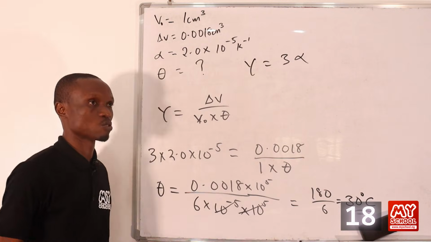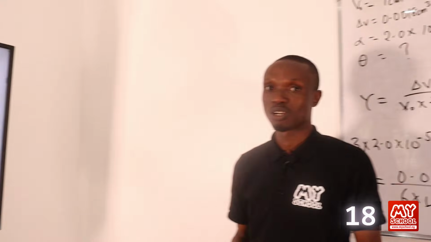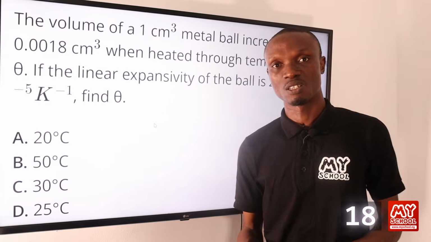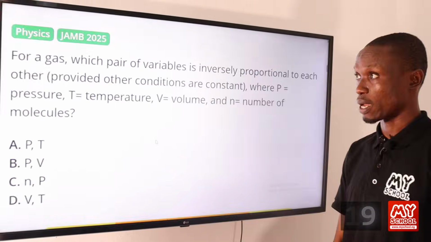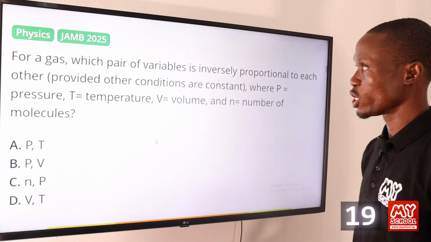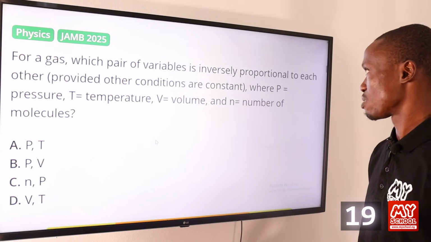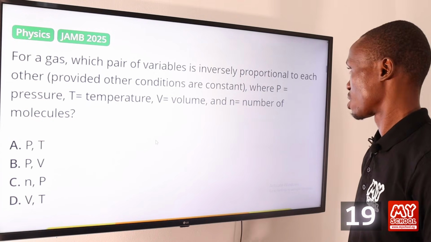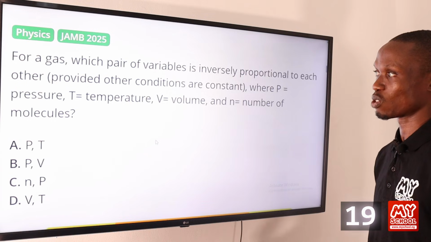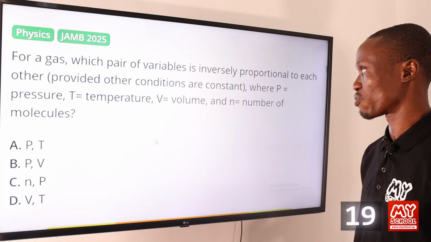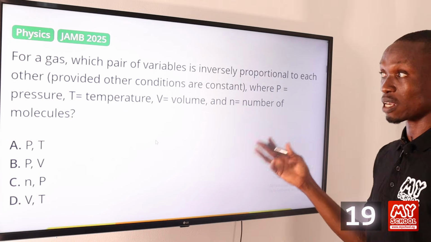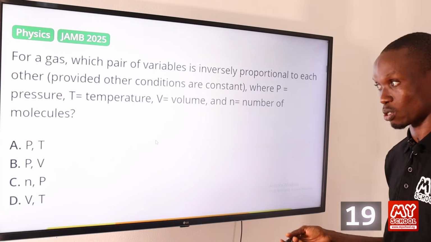So let's return back to the screen to pick the correct answer for this question, and that is option C, 30 degrees Celsius. Question 19. For a gas, which pair of variables is inversely proportional to each other, provided other conditions are constant, where P is equal to pressure, T is equal to temperature, V is equal to volume, and N is equal to number of molecules? So to answer this question, we just have to use Boyle's law, okay?